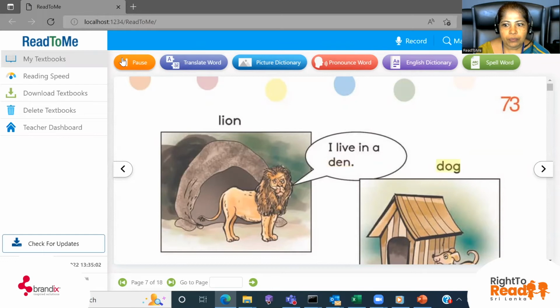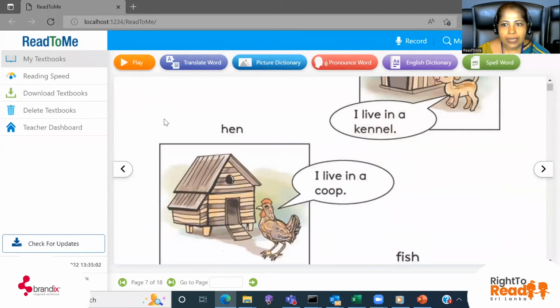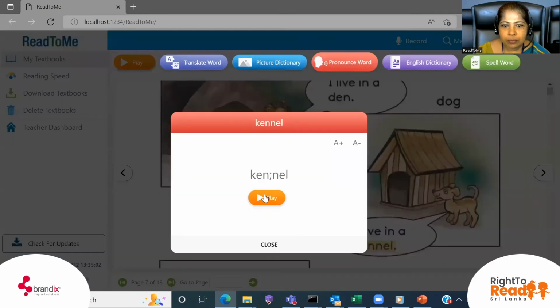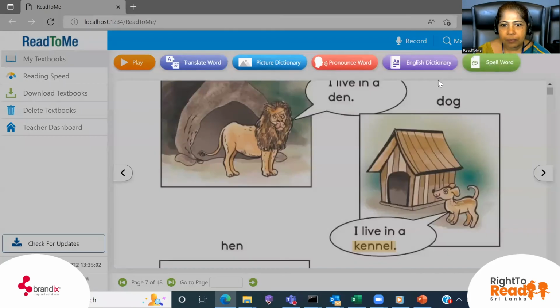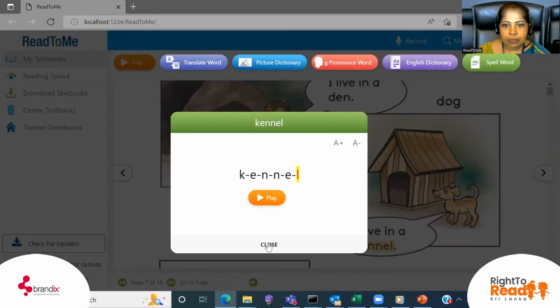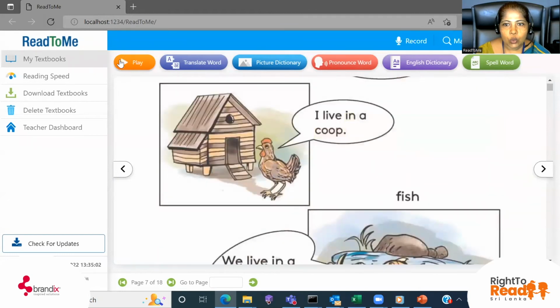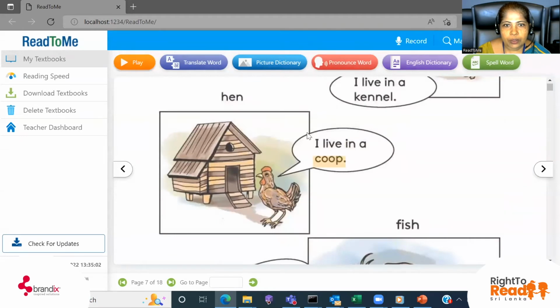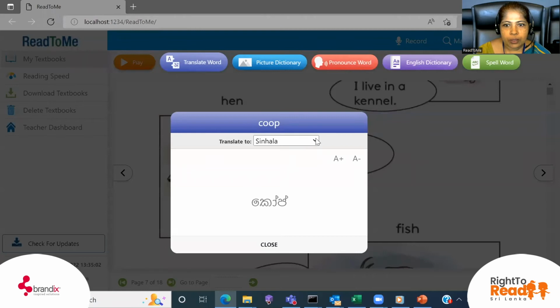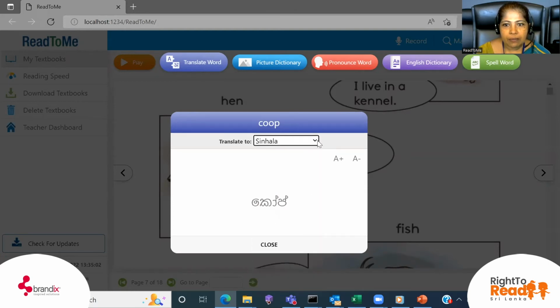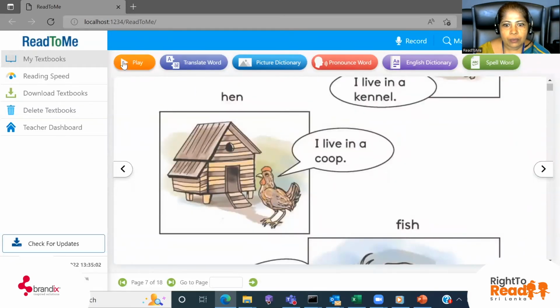Den. Dog. I live in a kennel. What did the dog say? I live in a kennel. How to spell kennel? So you can see the picture. See the kennel. Yeah. How to pronounce this word? Kennel. Right? Yeah. And then how to spell this? K-E-N-N-E-L. Kennel. Yes. And who is next? Hen. I live in a coop. Where does the hen live? In a coop. Right? So coop. You might have seen, in villages, we see people rearing hens for eggs. And we have this coop, right? Yeah. What do we have next?